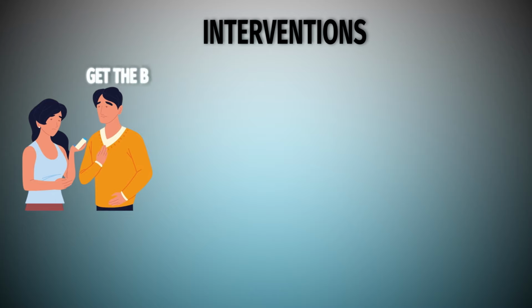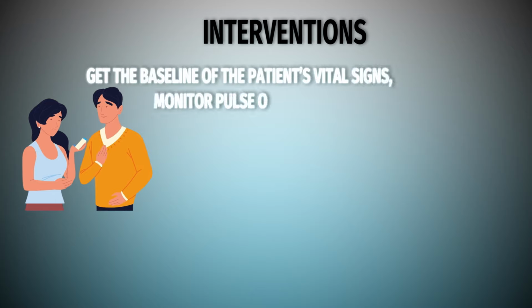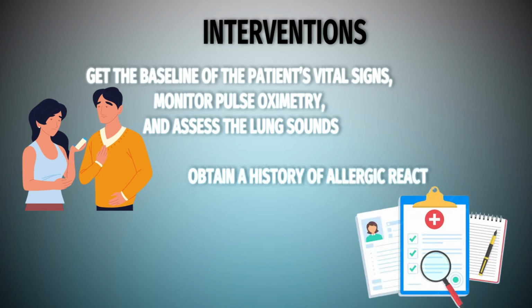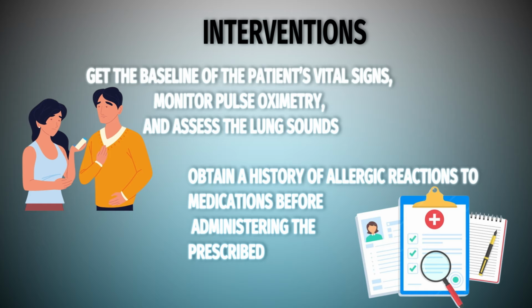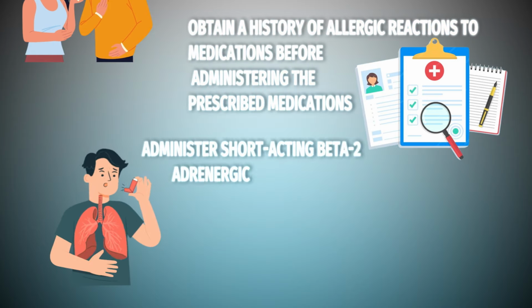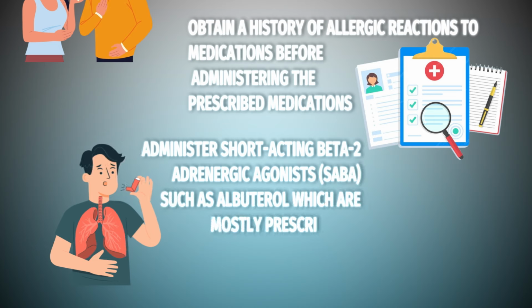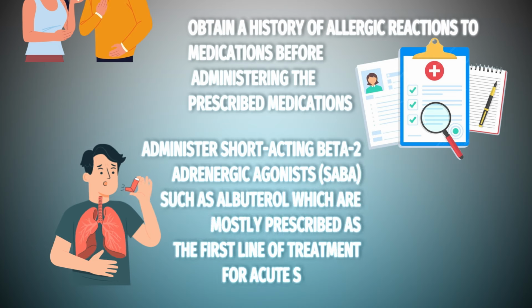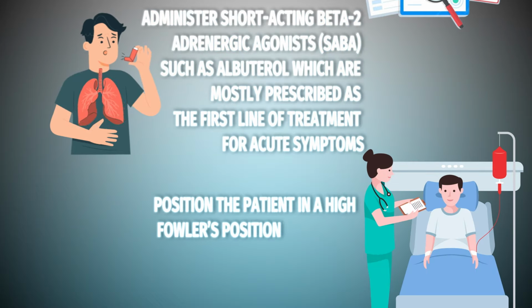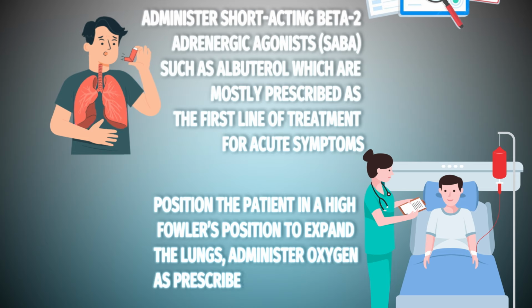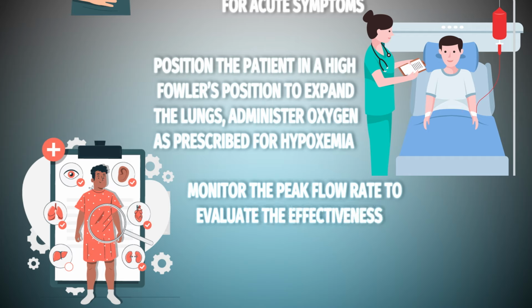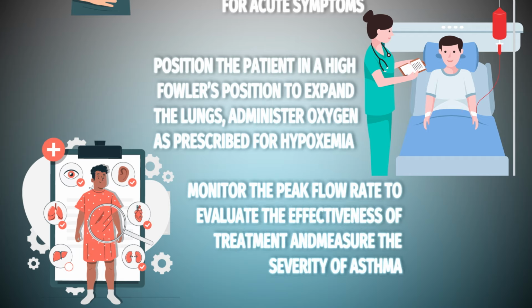Interventions. Get the baseline of the patient's vital signs. Monitor pulse oximetry and assess the lung sounds. Obtain a history of allergic reactions to medications before administering the prescribed medications. Administer short-acting beta-2 adrenergic agonists, SABA, such as albuterol, which are mostly prescribed as the first line of treatment for acute symptoms. Position the patient in a high Fowler's position to expand the lungs. Administer oxygen as prescribed for hypoxemia. Monitor the peak flow rate to evaluate the effectiveness of treatment and measure the severity of asthma.